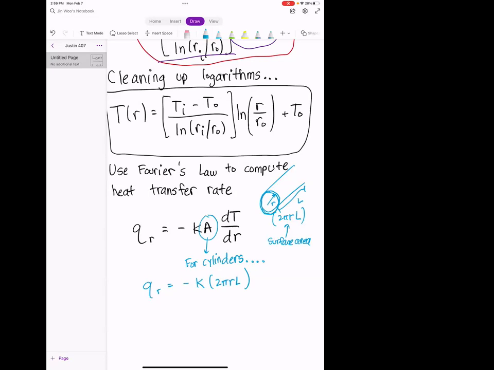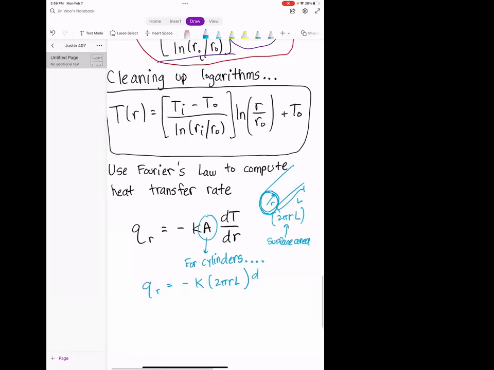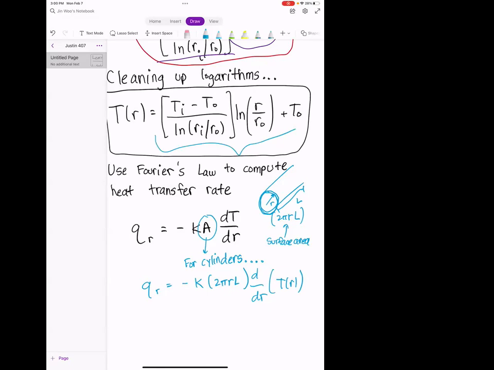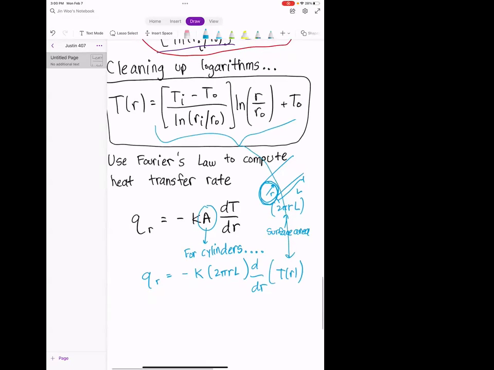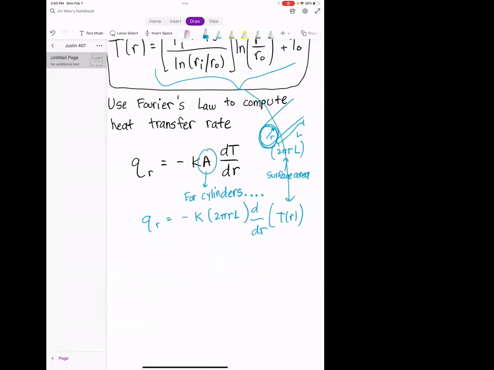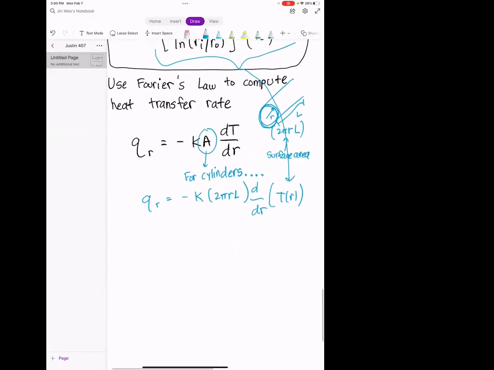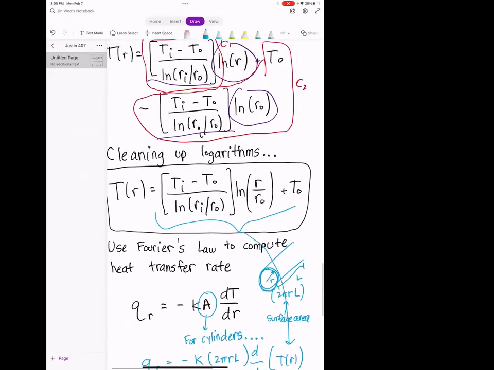Then we're going to multiply this by the derivative of our temperature solution. We're going to take the solution that we just computed, plug it in here, and take the derivative of that with respect to r. So let's go ahead and do that.